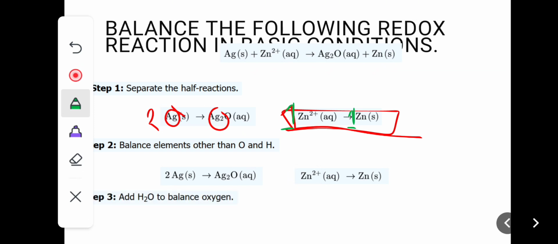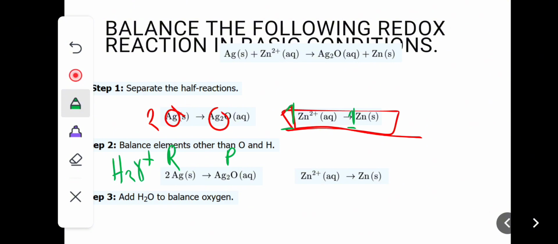All right. And then from there, we're now going to balance the oxygen. How do we balance the oxygen? By adding a water molecule, or H2O molecule. From our first reaction here, we see that on the reactant side there is no oxygen, but on the product side there is 1 oxygen. So we need to add 1 oxygen on this other side. How do we add the oxygen? We add the oxygen by adding the water.